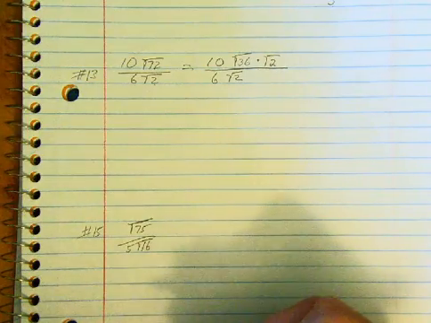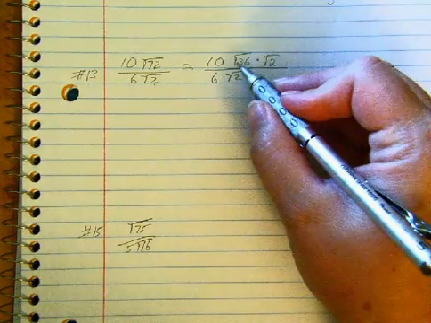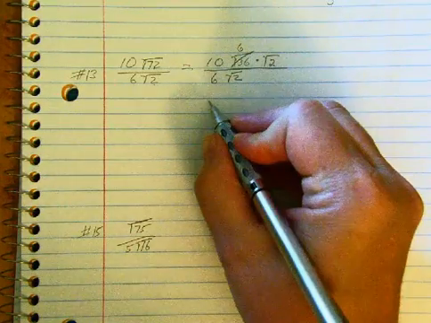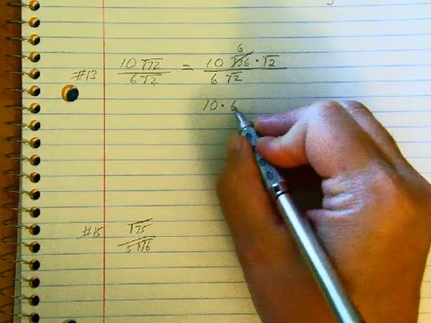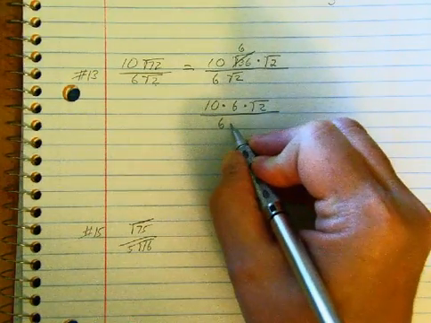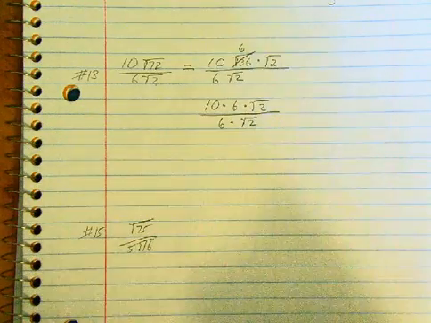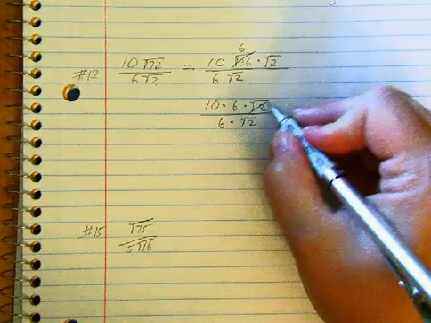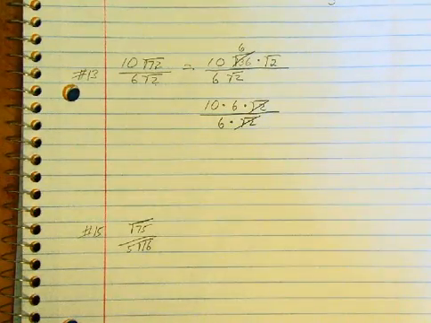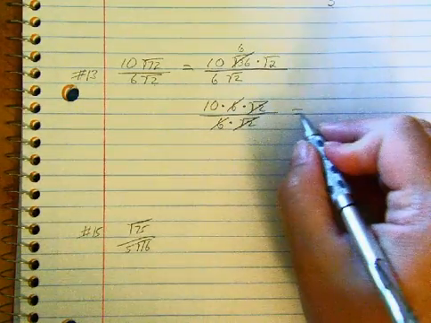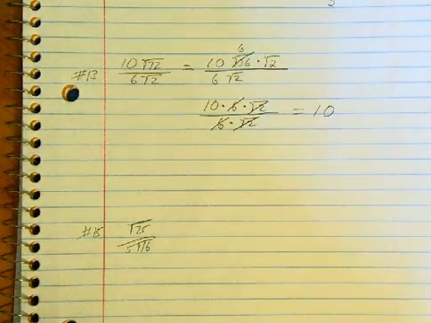Okay, so then from here, I'm going to simplify my 36. This becomes 6. So I have 10 times 6 times square root of 2 over 6 times square root of 2. Okay, so it makes it really nice because now I can start canceling things out from the top to the bottom. Square root of 2 with a square root of 2. A 6 cancels with a 6. So I'm left with 10 as my final answer.